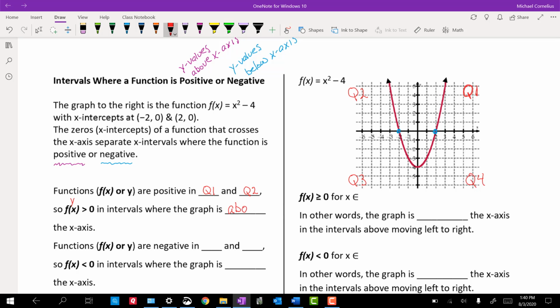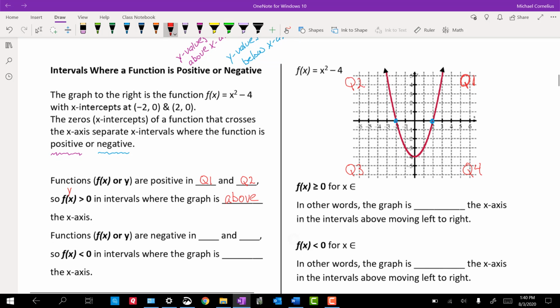Remember, we talked about that up above, above the x-axis. Likewise, functions are negative in Q3 and Q4, quadrants 3 and 4. So we would say that f of x or y is less than 0 in the intervals where the graph is below the x-axis. And that's what we set up top there as well.